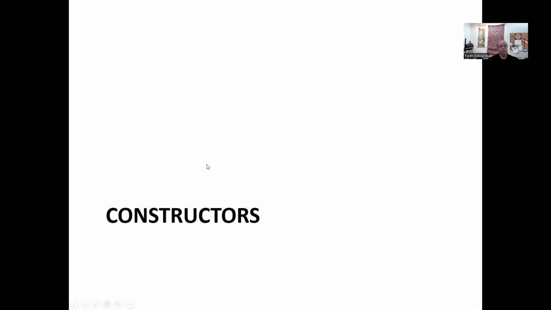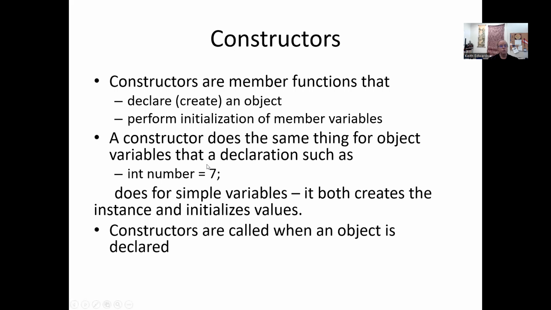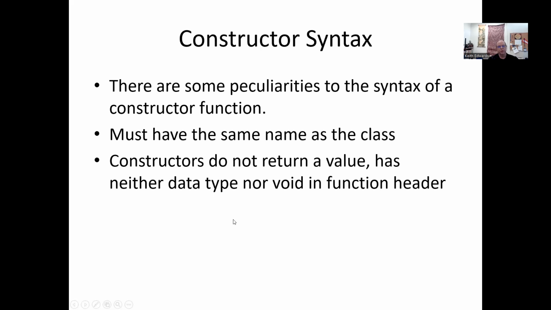The other ones that we have to write are constructors, and these are used when you're going to make a new member of the class. So basically, when we declare an object or perform the initialization of member variables, that's when we call the constructor. And it does the same thing for objects that a declaration does for ordinary variables. Constructors get called when the object is declared. There are some peculiarities in the syntax for the constructor function. It needs to have the same name as the class, and it doesn't return a value and has neither data type nor void in the function header.